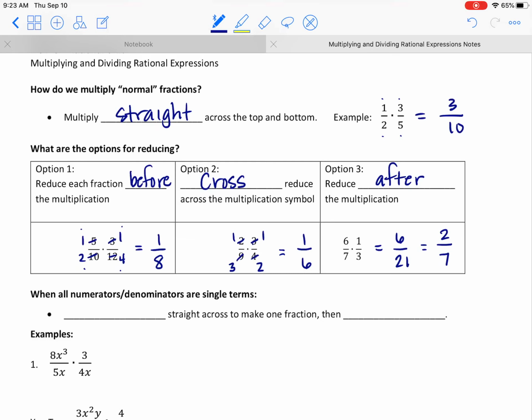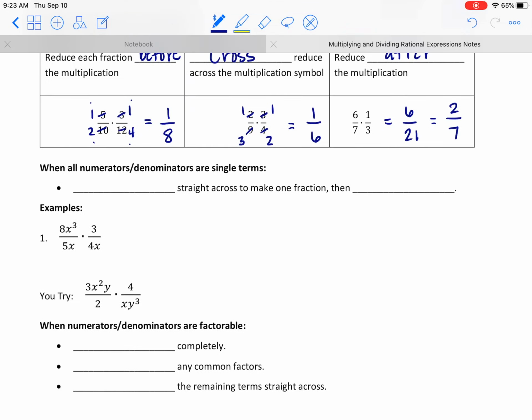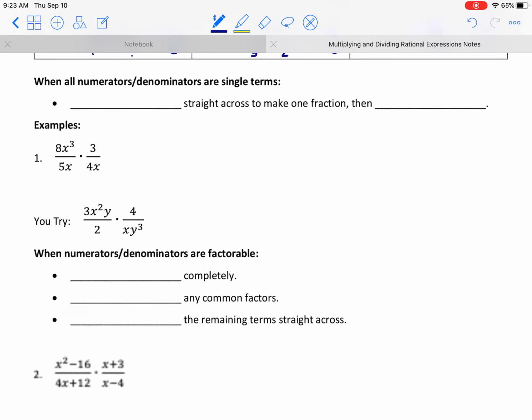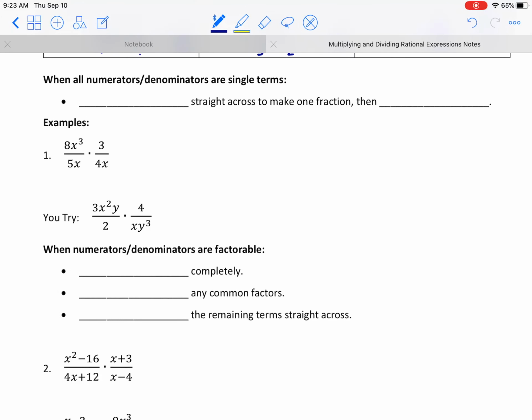Okay? So those same 3 options for reducing, we are allowed to do when we multiply rational expressions, fractions that have polynomials. So I prefer, and it'll be up to you. So look at number 1 in the next part here. Example 1, we have 8x cubed over 5x, and we're trying to multiply by 3 over 4x.